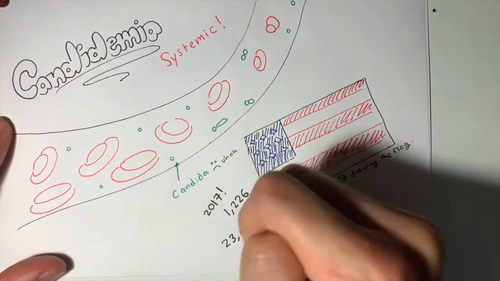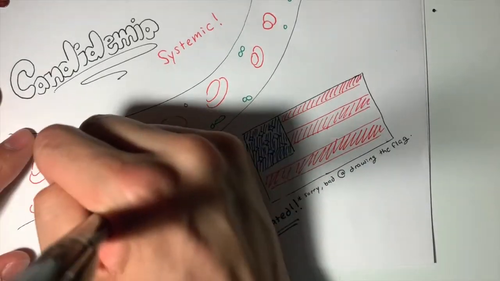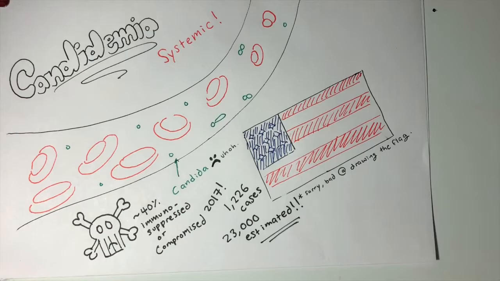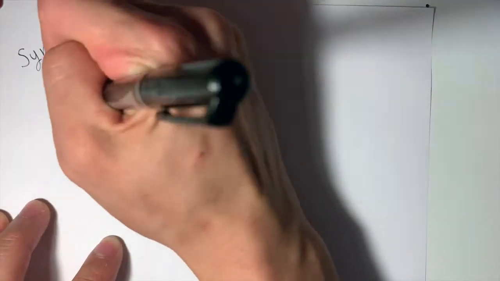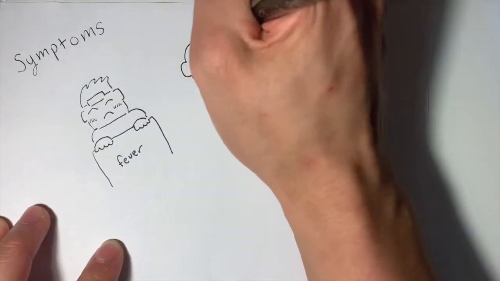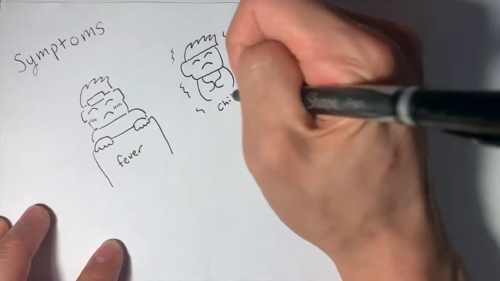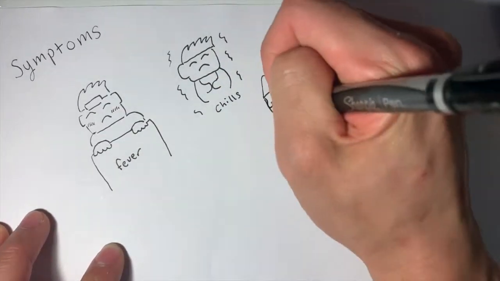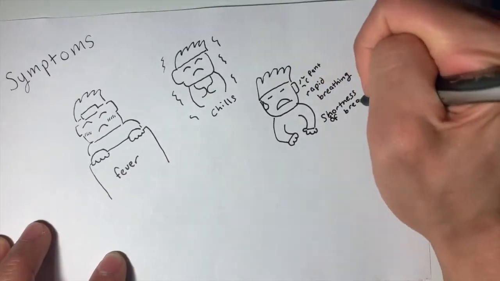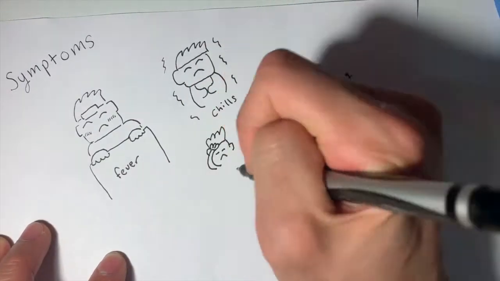For the prognosis, this disease typically afflicts immunocompromised and immunosuppressed individuals, causing a 40% mortality rate. Patients who are afflicted with candidemia typically present symptoms similar to septic shock. This includes fevers and chills that do not improve with antibiotics, low blood pressure, fast heart rate, and rapid breathing. These symptoms can progress to kidney failure and shock when systemic infections go untreated.